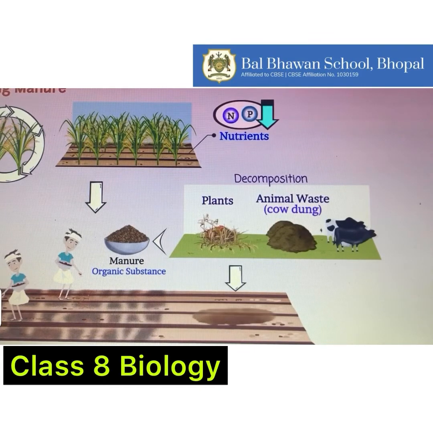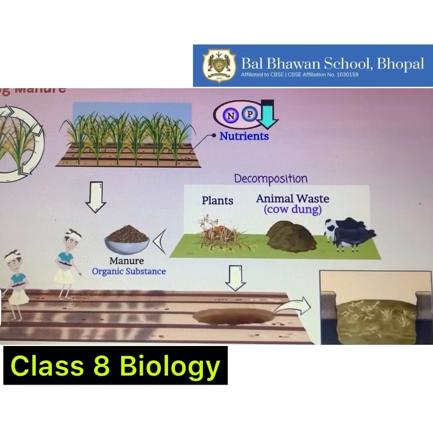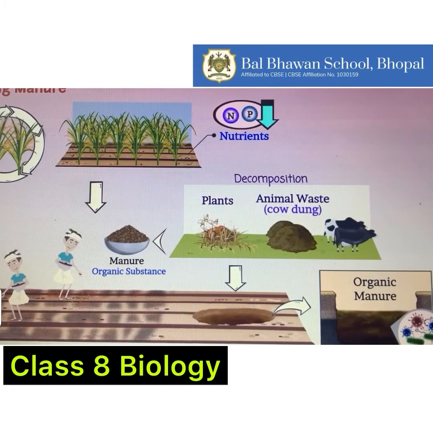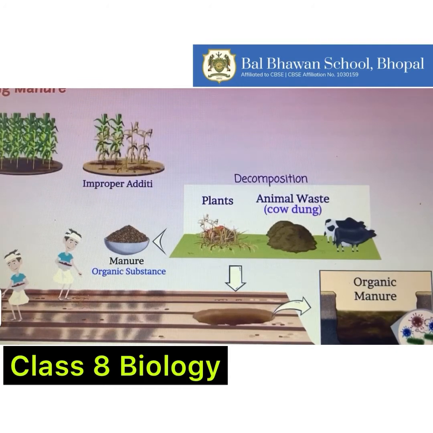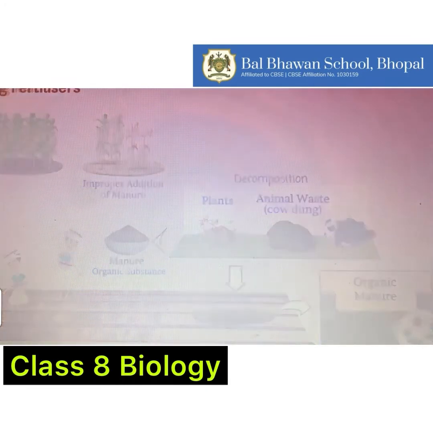Usually, the plant and animal waste like cow dung is kept in a pit in an open space. The microorganisms decompose the waste and produce organic manure. Now, adding manures to soil is called manuring. Improper and insufficient addition of manure results in weak plants, and ultimately the produce will also be affected.